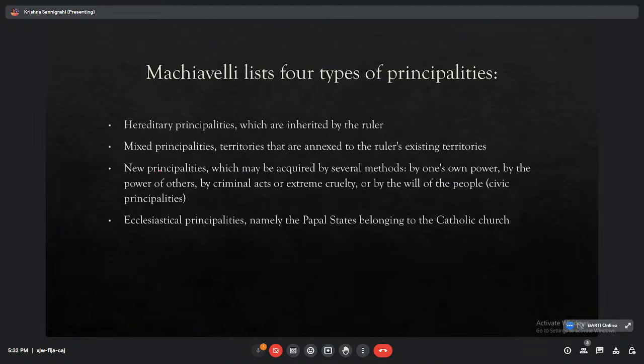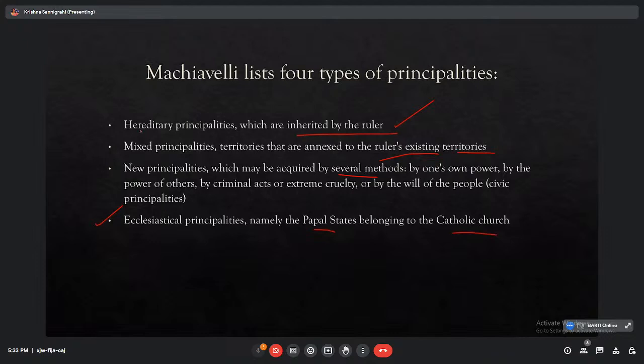So, Machiavelli lists four types of principalities, that is, hereditary principalities, which are inherited by the ruler; mixed principalities, that is, territories that are annexed to the ruler's existing territories; new principalities, which may be acquired by several methods: by one's own power, by the power of others, by criminal acts or extreme cruelty, or by the will of the people, civic principalities; and then ecclesiastical principalities, namely the papal states belonging to the Catholic Church.